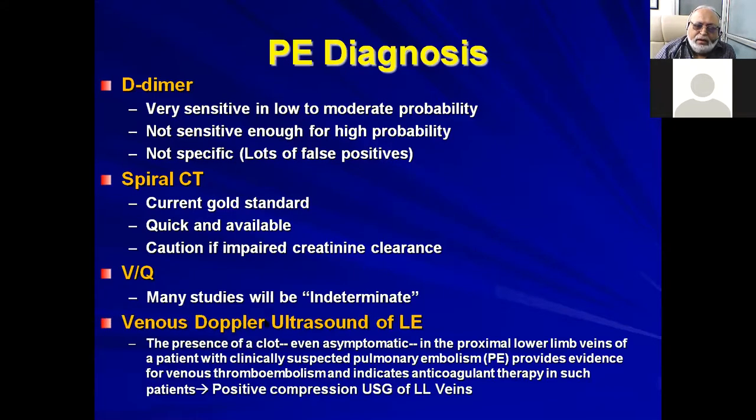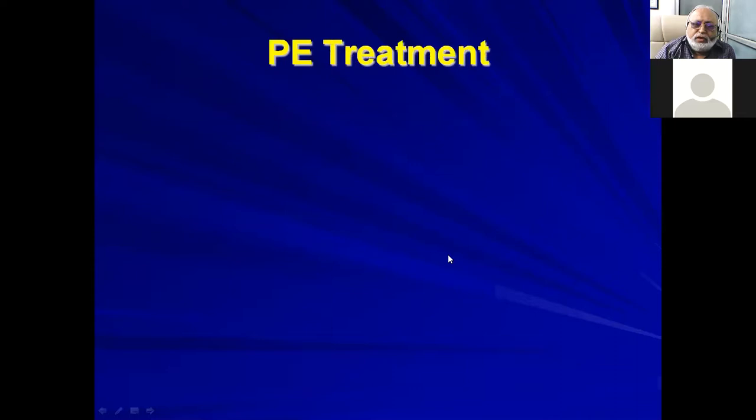Venous Doppler ultrasound of the lower extremities shows the presence of a clot, even asymptomatic, in the proximal lower limb veins of a patient with clinically suspected pulmonary embolism, which provides enough evidence of venous thromboembolism and indicates anticoagulant therapy in such patients. So you can get a positive compression ultrasonography of the lower limb veins.